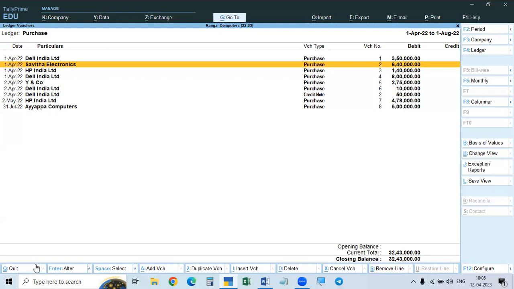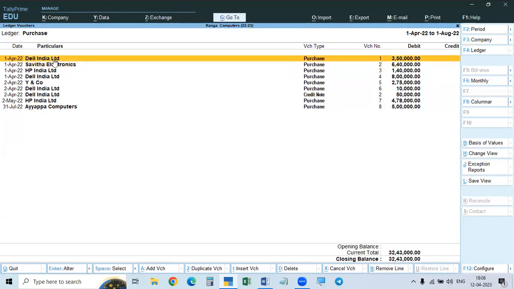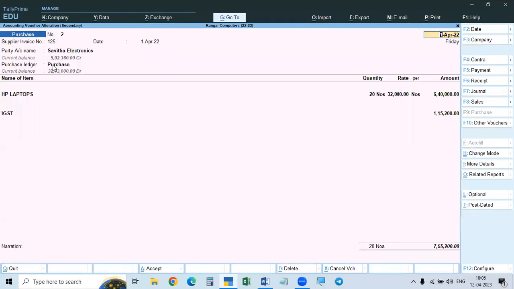For example, on 1st April we purchased from Savita Electronics. On 1st April, supplier invoice number 125, we purchased HP laptops, 20 numbers at 32,000 rupees each. This is interstate, that is, from some other state.